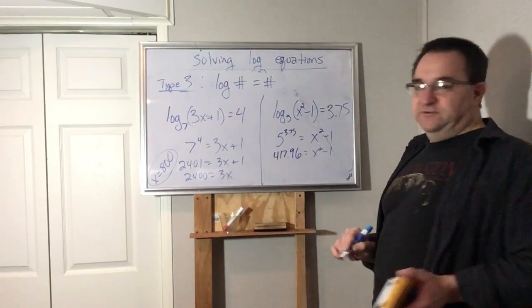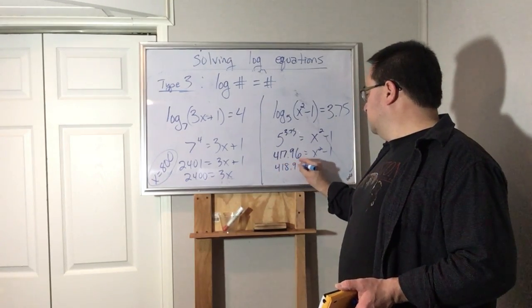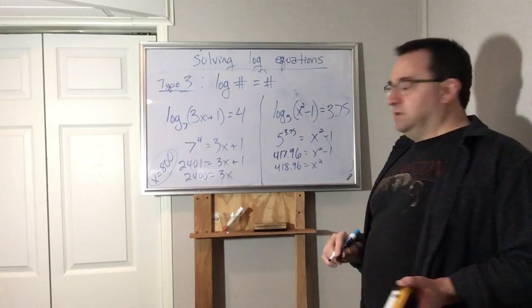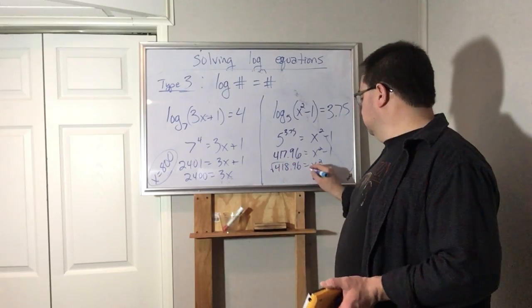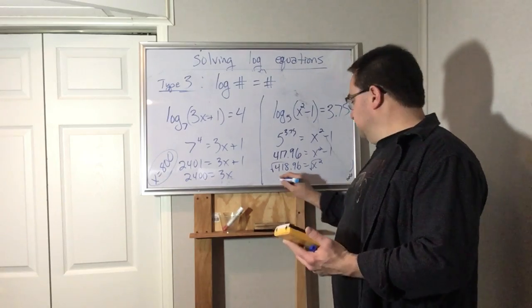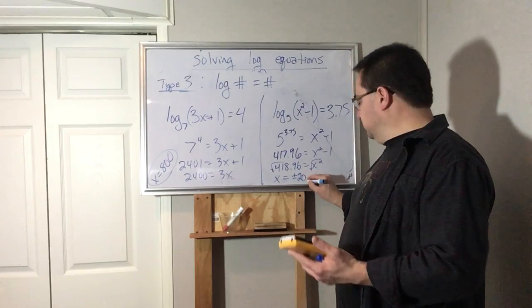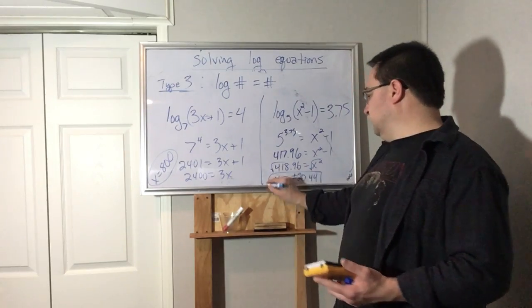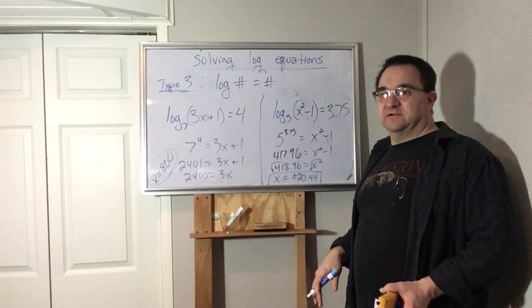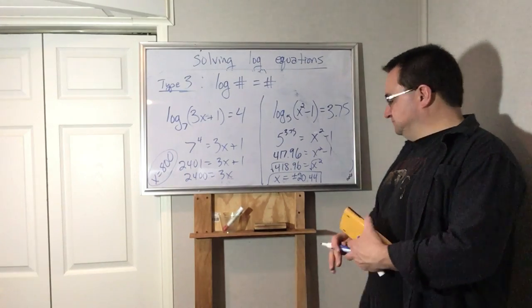Equals x squared minus 1. So I'm going to add 1 to both sides. And then I'm going to take the square root. And I'm going to get x equals plus or minus 20.44. Don't forget the plus or the minus there. Okay, one more to go.